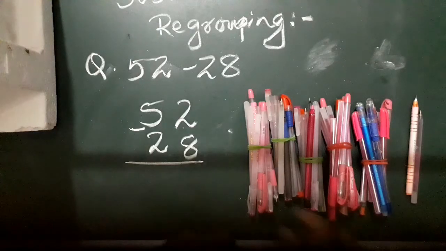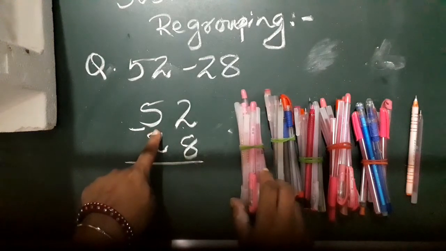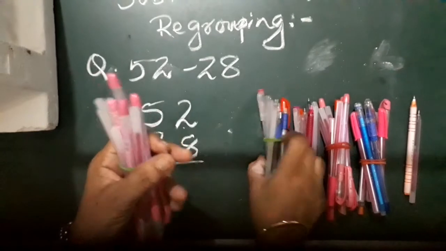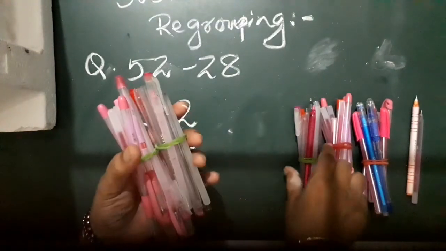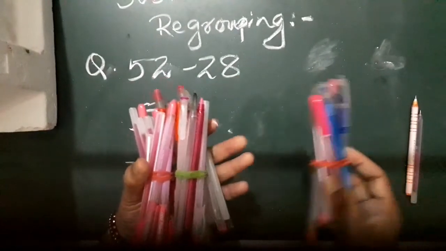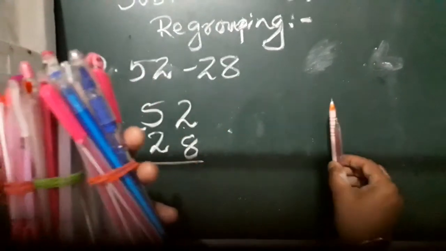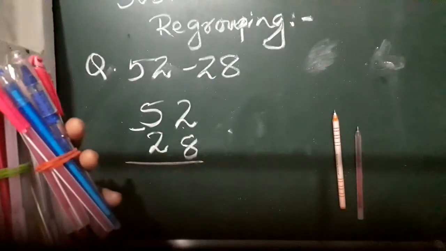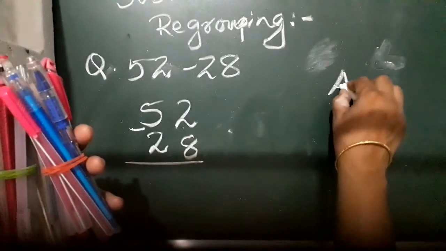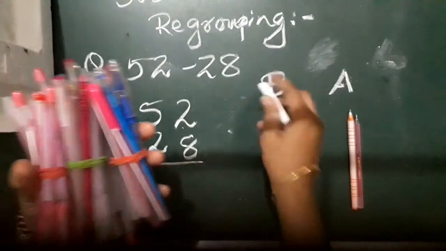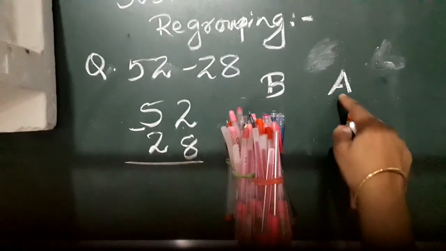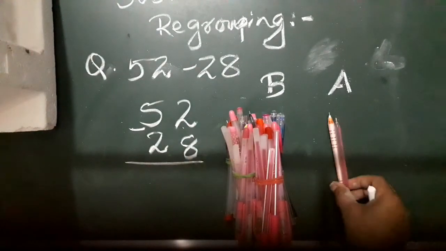Now see here, I have represented 52. One bundle is of 10. So this is 10. 2 tens is 20. 3 tens is 30. 4 tens is 40. 5 tens is 50. And this is 2. Here you may think that this is your A person and this is your B person. So B person is having 5 tens and A person is having 2 ones.